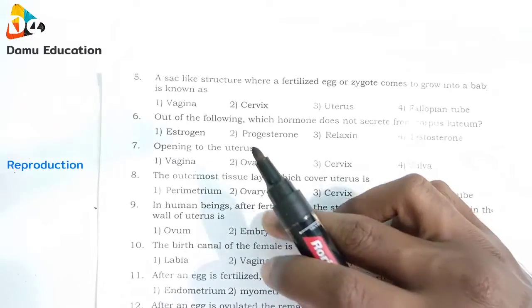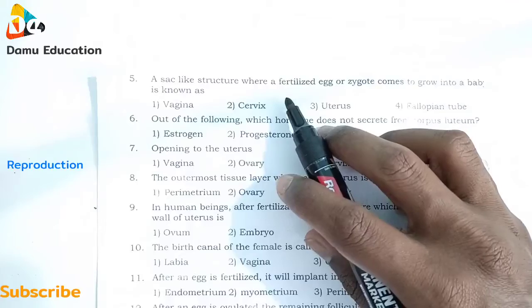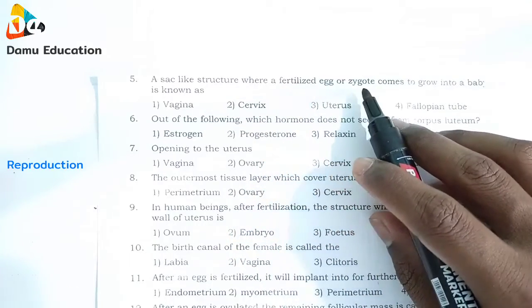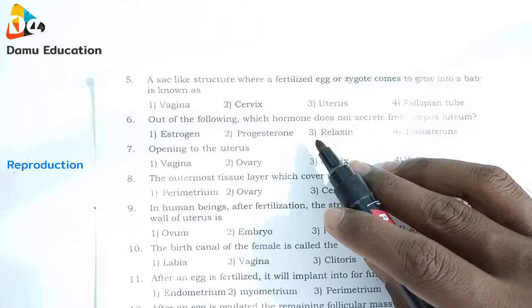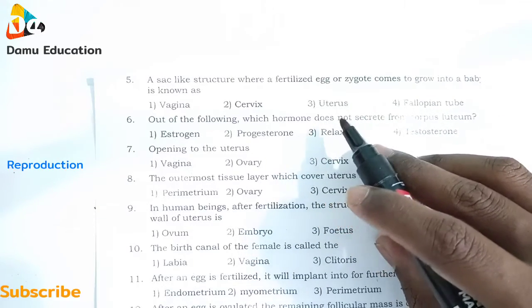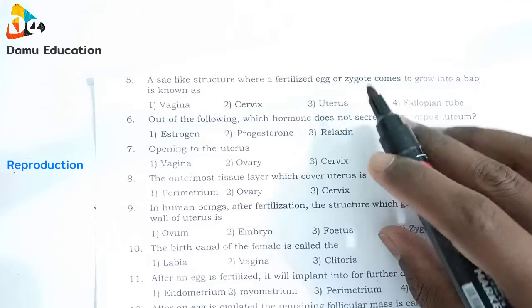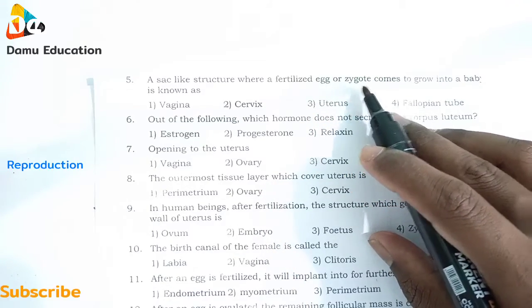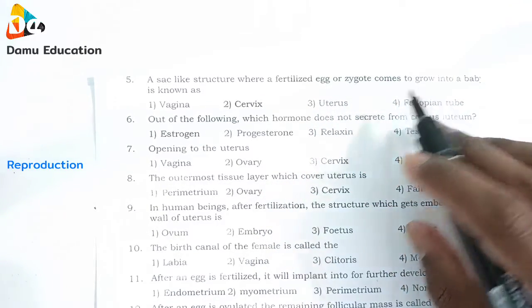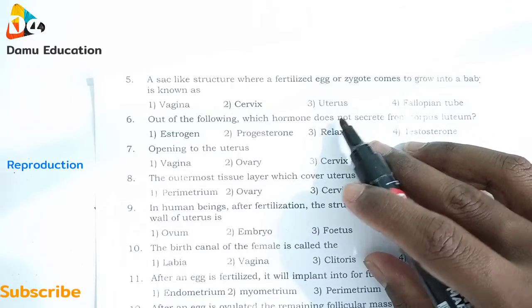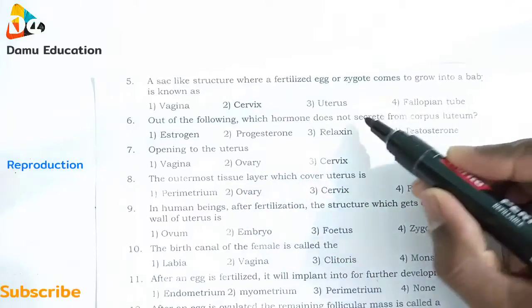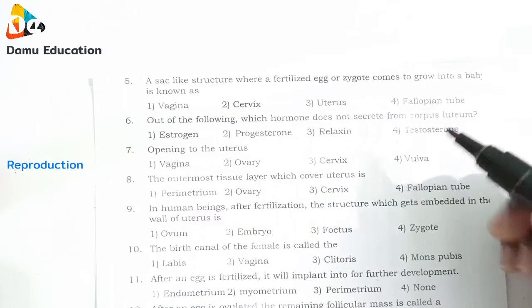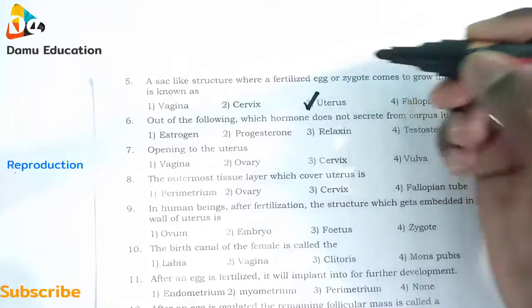Next one, fifth one: a sac-like structure where a fertilized egg or zygote comes to grow into a baby is known as. Fertilized egg you can call a zygote. First option vagina, second option cervix, then uterus and fallopian tube. We know that uterus is the answer.